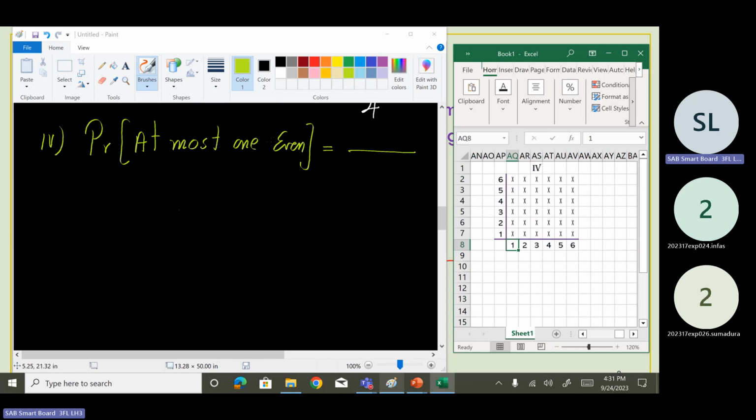We are going for at most one even. So one even or less than one even. So everything from this column counts. Similarly, everything from these three counts. Everything from five counts. Same story the other way. Everything from one counted. Everything from three counted. Everything from five counted.